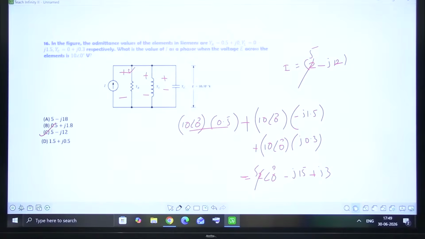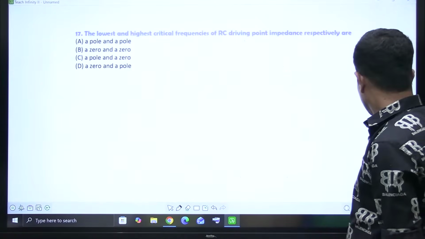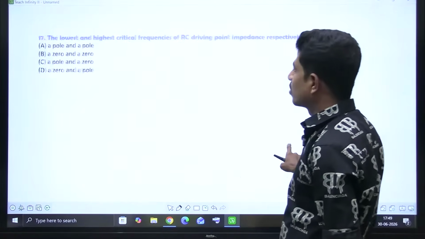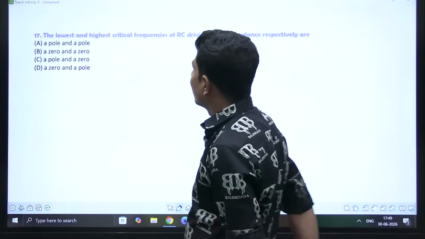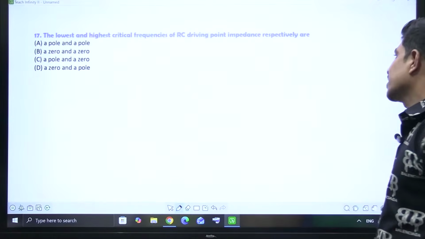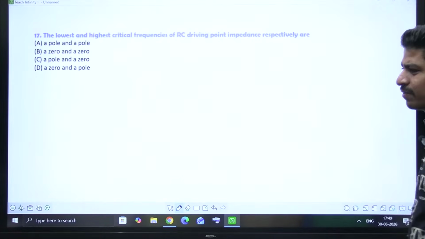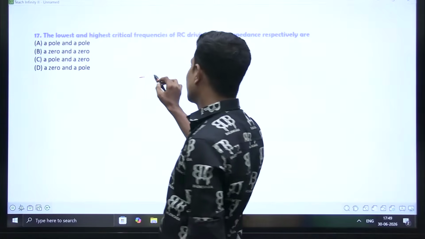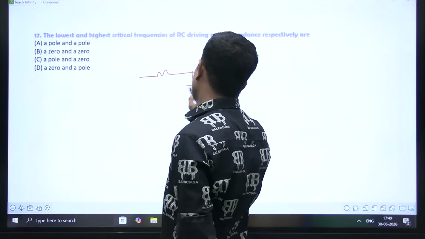Yeah, fine. Let's go to the next question. Okay, so this is a direct theory question. It asks for the lowest and highest critical frequencies of an RC driving point impedance, respectively. What is driving point impedance? You take an RC network.